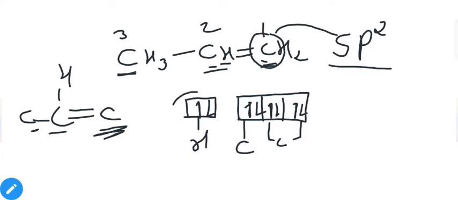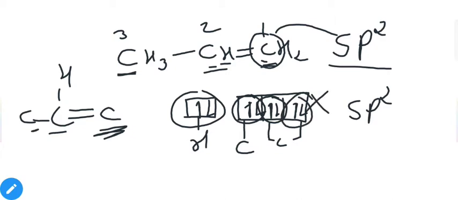So as we can see, we have one s orbital bond pair, then again a sigma bond pair in the p orbital, again sigma in the p orbital, and this one is pi, so no need to count it. So again the hybridization of the second carbon is also sp2.